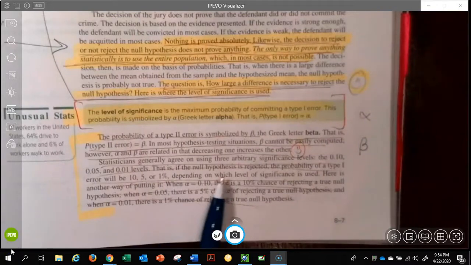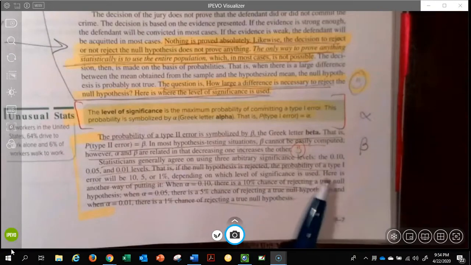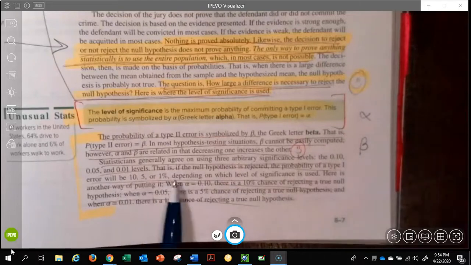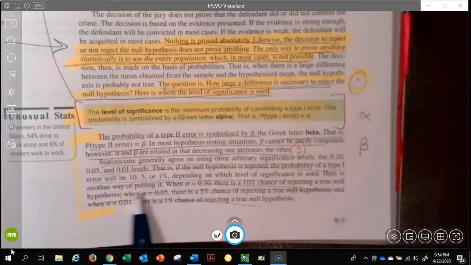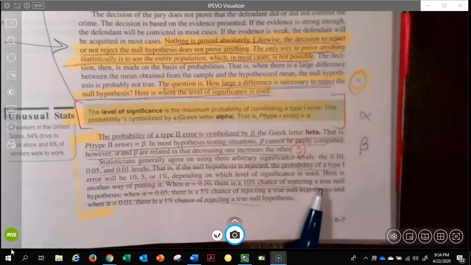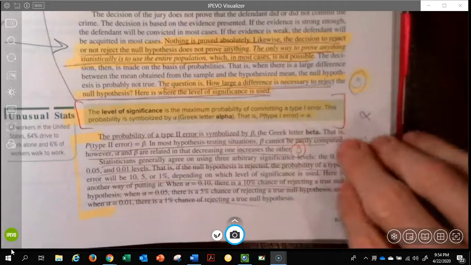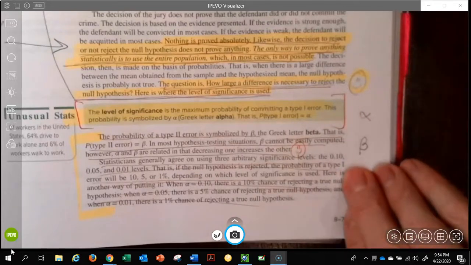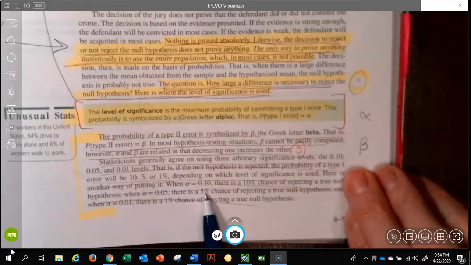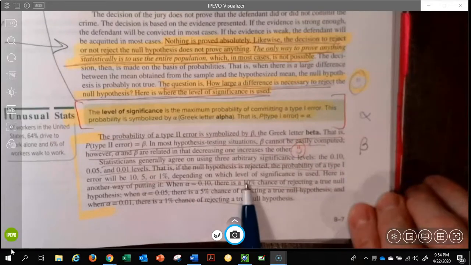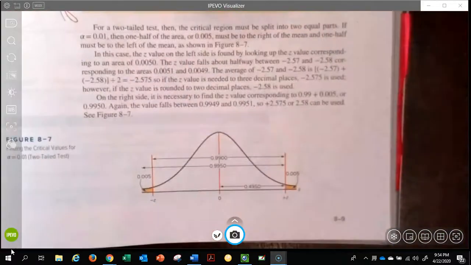That is, if the null hypothesis is rejected, the probability of a type 1 error will be these, as you see here. Here's another way of putting it. When alpha is 0.10, it's 10%. There's a 10% chance of rejecting a true null hypothesis. When alpha is 0.05, it's 5%, and when it's 0.01, it's 1%. It's related to 99%. This one will be related to 95, and this one's going to be related to 90%.